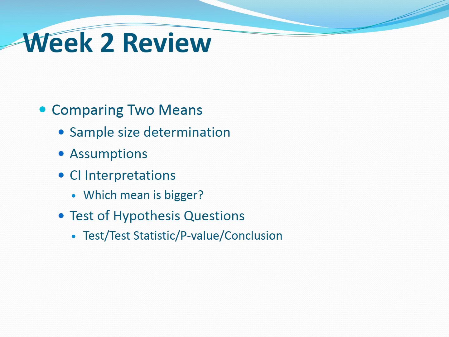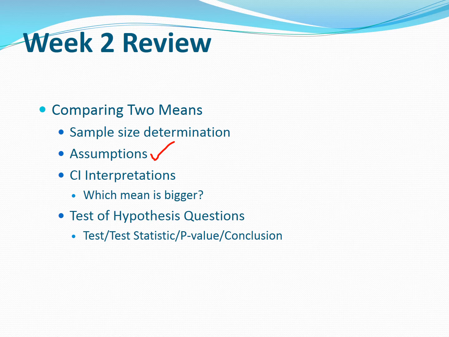In week two, we started off by comparing two means. We first talked about the sample size, whether we had a large sample or not, 30 or more. Both the sample sizes need to be 30 or more. We took a look at the assumptions that were necessary. This was tricky. The assumptions were a real tricky piece here because the assumptions that we use depend upon a couple different things.